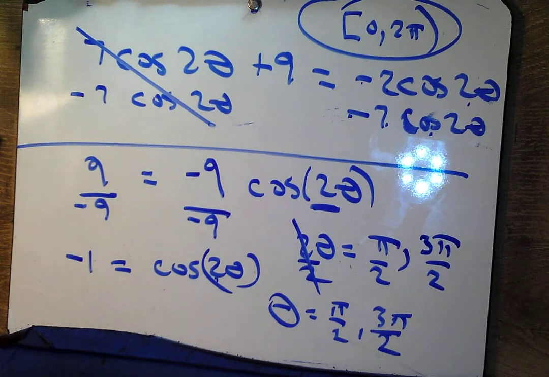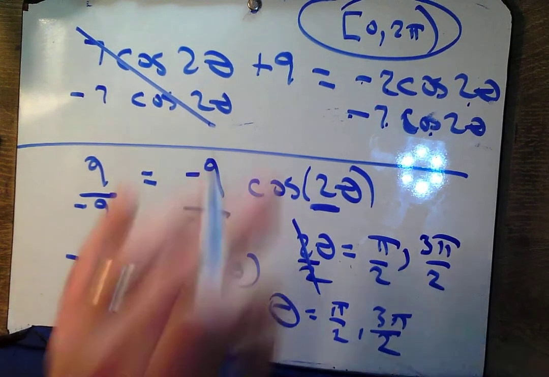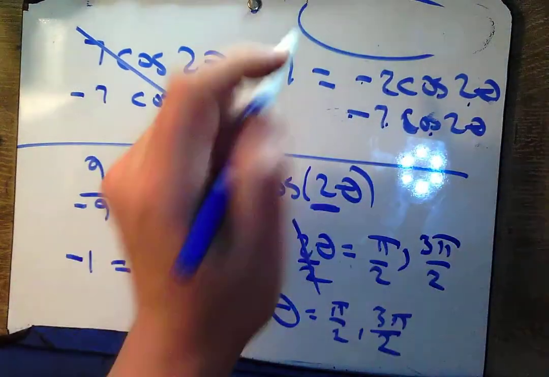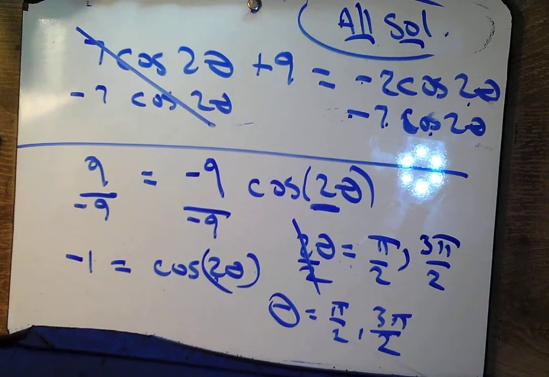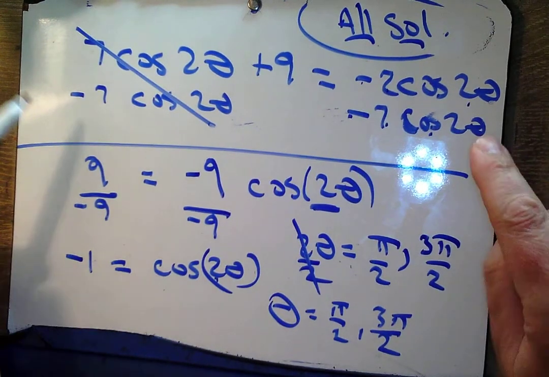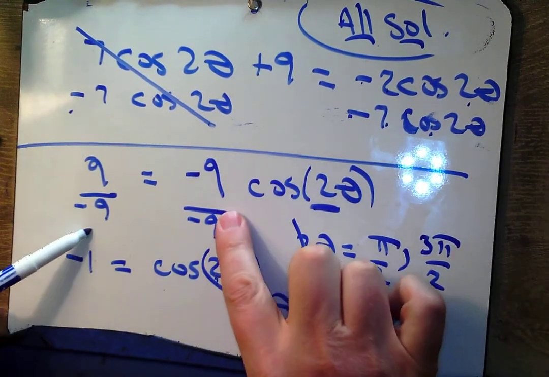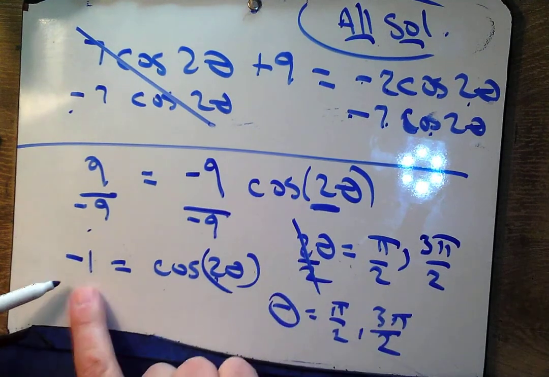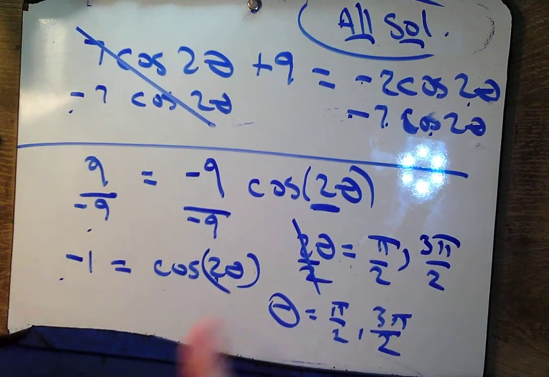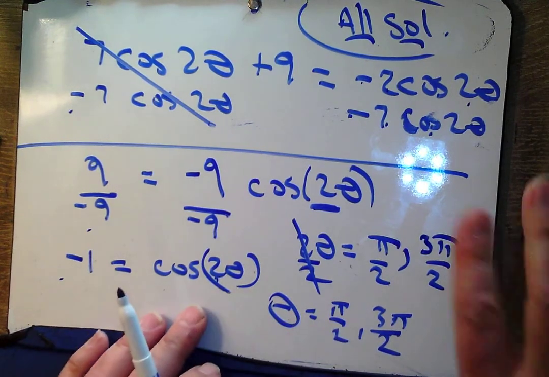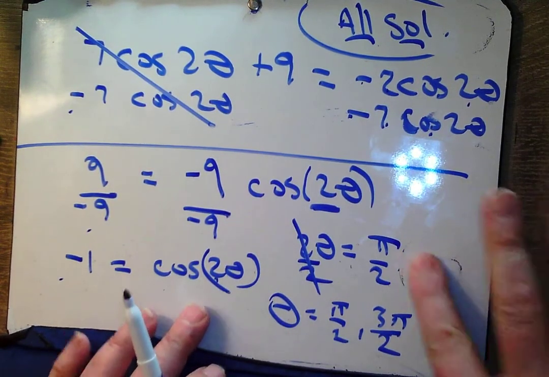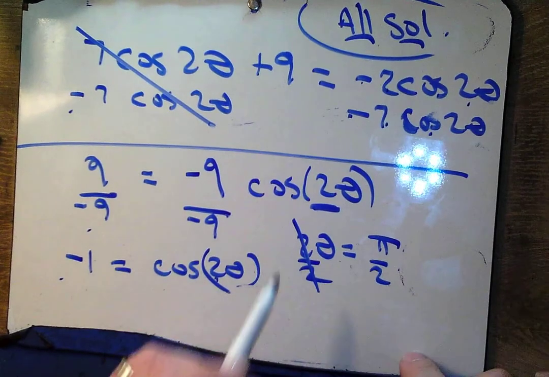Okay. How would this be different if instead of 0 to 2 pi, we said all solutions? How would that be different? Well, I'd still do this. I'd still do this. I'd still have this. But at this point, I would only go around the unit circle once. So I'm not going to have that. Only go around once.